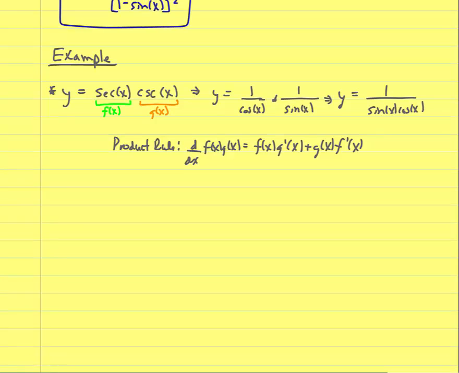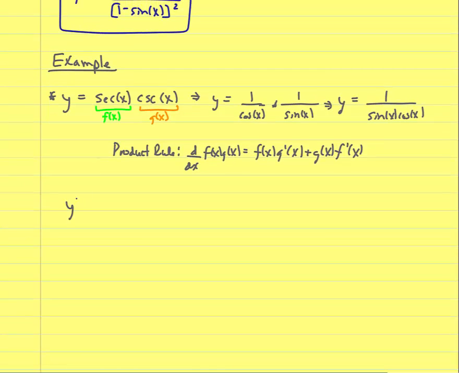So to get started, I'm not going to actually take the derivative, I'm just going to write out my plan for taking the derivative. So I have my first function times the derivative of the second, plus the second times the derivative of the first. So that's my plan for taking the derivative, and now let's go ahead and take that derivative.